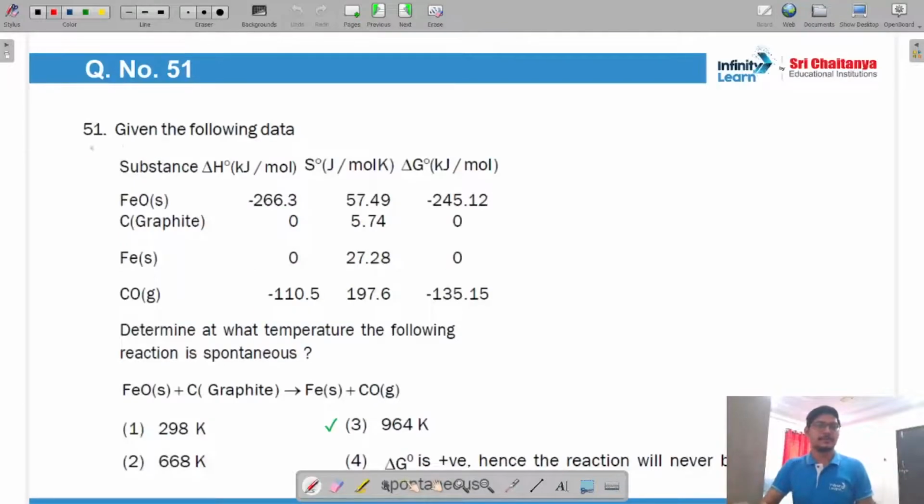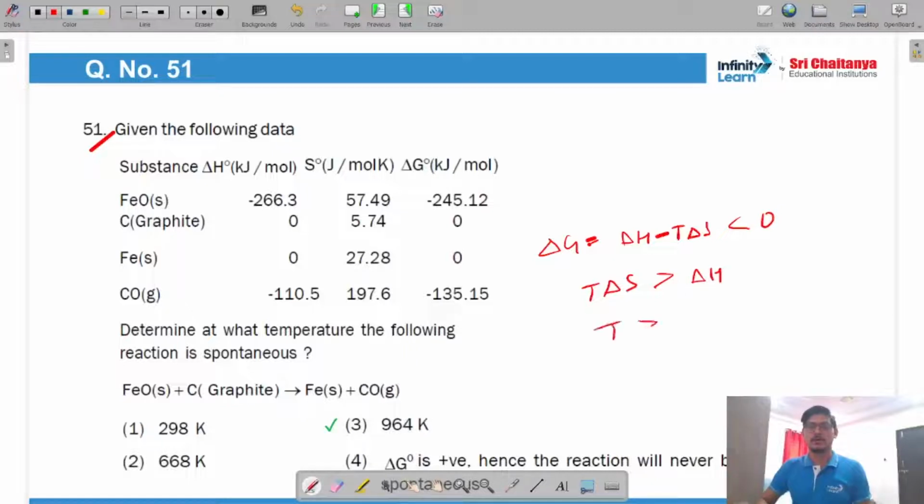So question number 51, that is question 1 of the chemistry section, is this given data, and we have to determine at what temperature the following reaction is spontaneous. You know that delta G, which is equal to delta H minus T delta S, should be negative for the reaction to be spontaneous. That means T delta S should be greater than delta H, or temperature should be greater than delta H divided by delta S. So you find the enthalpy change for this reaction, products minus reactants, and likewise the entropy change, products minus reactants, and then substitute values in this formula, right?